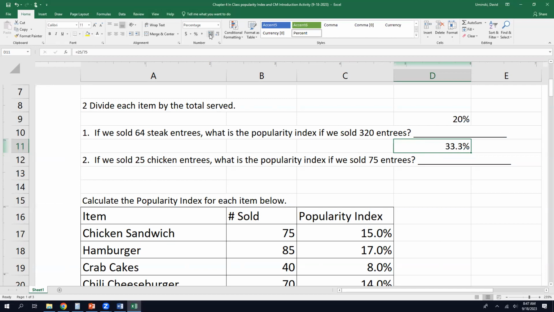All right. So 320 entrees sold, 64 of them were steaks. That means our steak was 20% of the sales. If we had 75 entrees sold and we sold 25 chicken entrees, that's a third, so 33.3%.